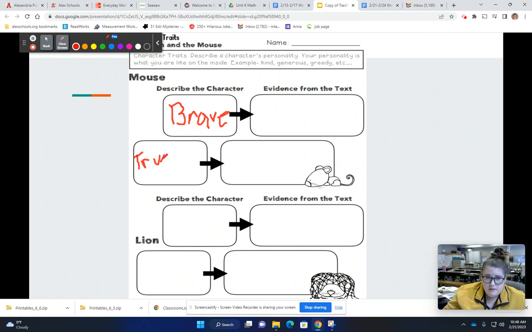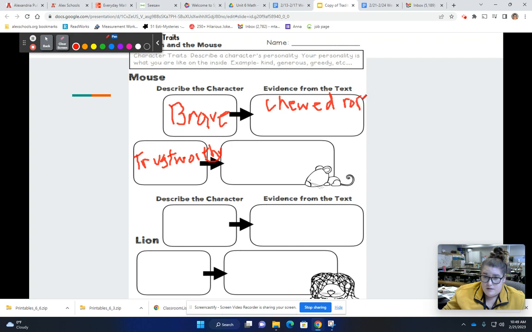Now, brave, I think the mouse showed bravery in a few different ways. One way, and I'm not going to write this all in, I'd like it if you'd write it in. I'll just kind of abbreviate it. So the mouse showed bravery when she chewed the rope, right? Because the hunters could have gotten the mouse. So, chewed rope.